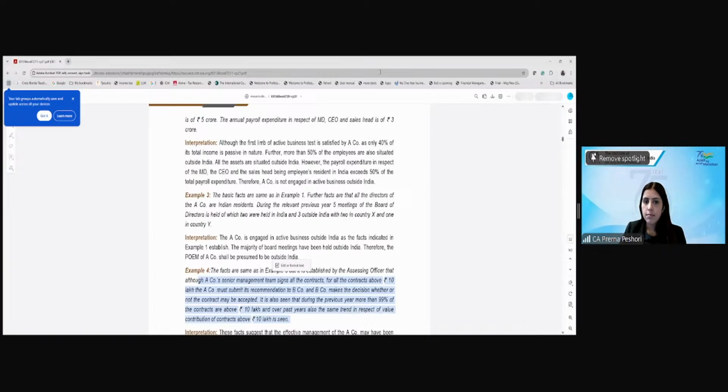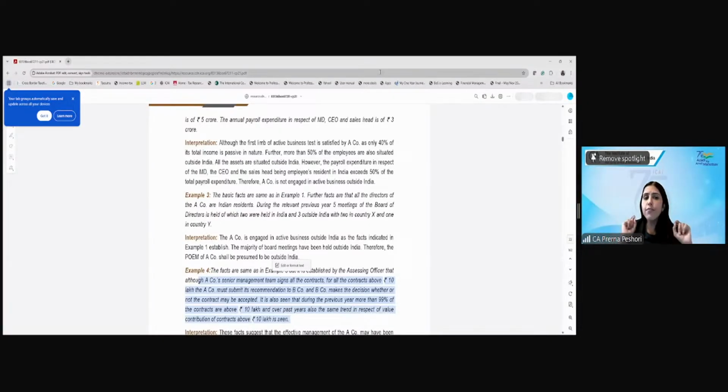Key managerial persons' decisions are taken in India, so resident, ABOI test not pass. Correct. So if you look at it, here what they are trying to say is that even if the majority of the board meetings are held outside India, if it is seen that the directors are not exercising the control, but some Indian company or some Indian resident is exercising the control over the board, then we will say that the POEM is not outside India but in India.